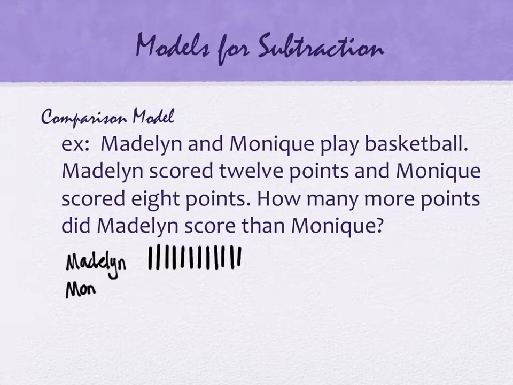And then we have Monique. How many did she score? 8. There we go. I think that's 8. And the comparison then is when I sort of mark off what they have in common, the number that's here that I don't see present in Monique's line would be my solution. So it would be 4 points.